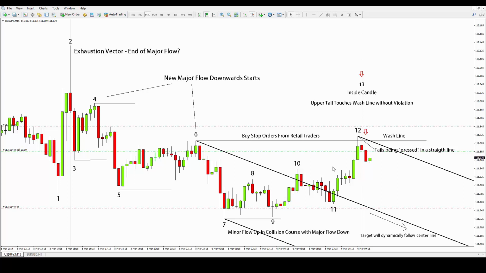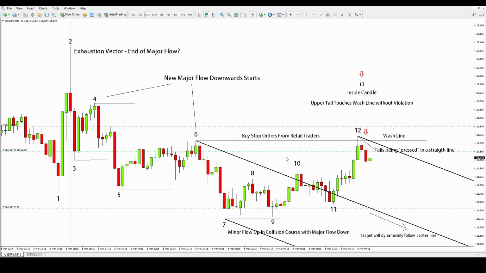You will often find yourself in situations where the minor flow is on this collision course with the major flow. This is usually the time to pay attention to the area where both flows will collide. This is where the trade opportunities usually happen. Going back to the major down flow, we can see that the last solid structure of this market is in number 6.